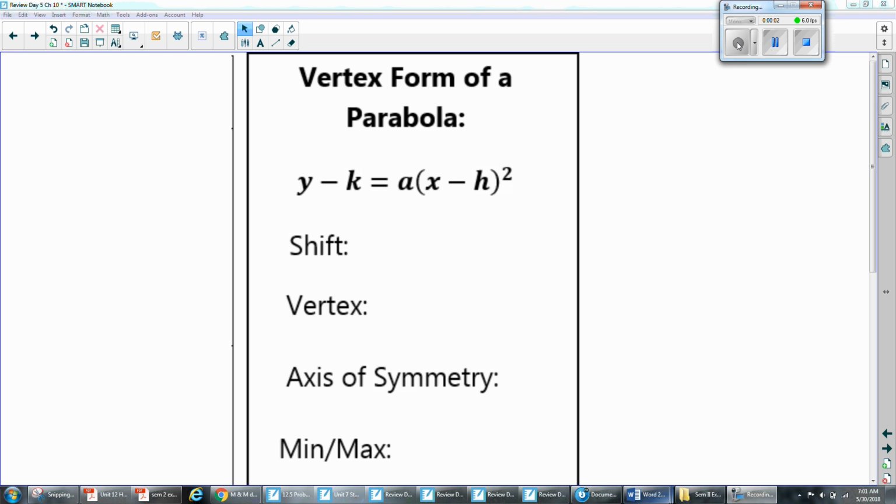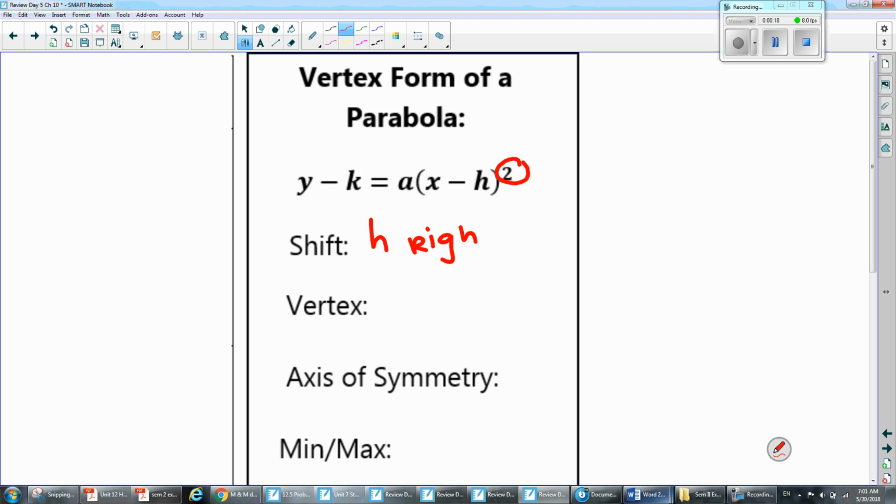Okay, let's start on the right-hand side here with the vertex form of a parabola. We know it's a parabola because it'll have that squared there. So when we're talking about the shift, this has been shifted h units to the right and k units up. So your vertex is the opposite of the signs you see. Here it was subtracting h, negative h, here it'll be a positive h. Same thing with when it's a negative k, your vertex is really a positive k.